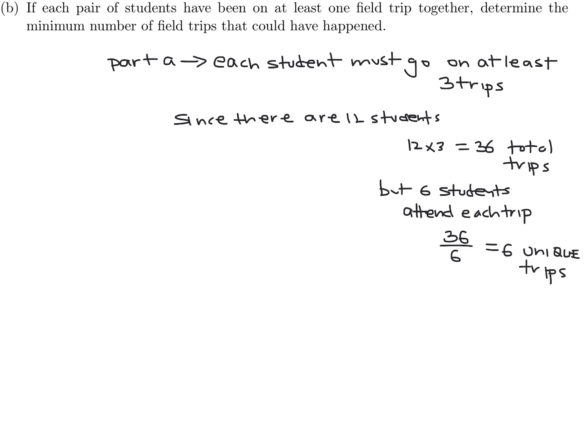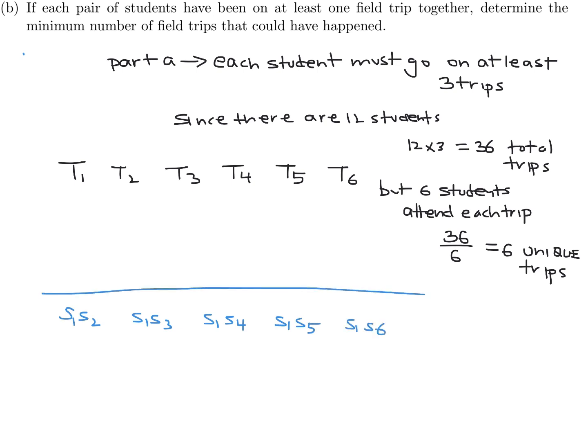Okay. All right, so let's try to figure this out here. I'm going to make a list here. Trip 1, trip 2, trip 3, trip 4, trip 5, and trip 6. And then before I fill that out, I'm going to put the combinations because they're doubling up, right? There's pairs of students now. So the combinations are S1 and S2, that's 1, S1 and S3, S1 and S4, S1 and S5, and S1 and S6.